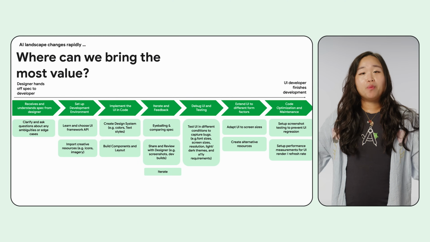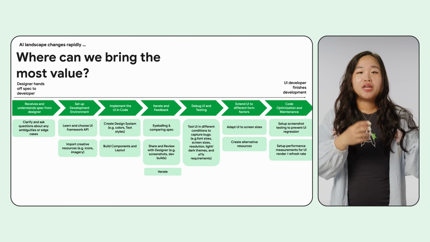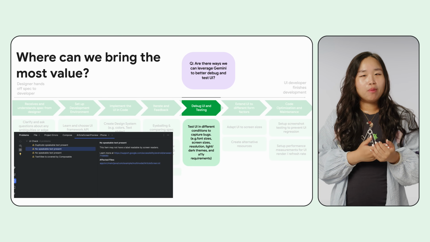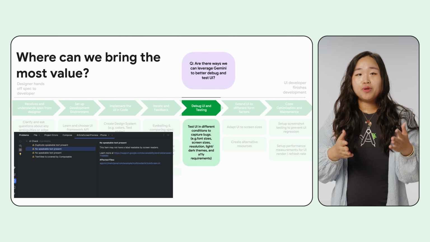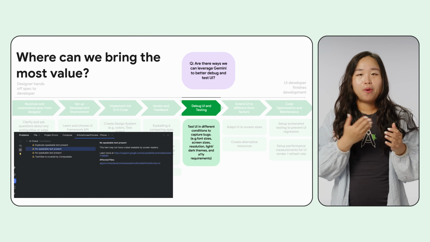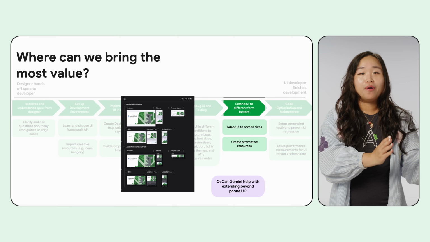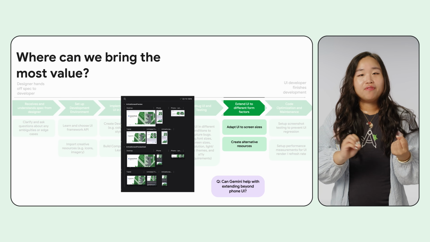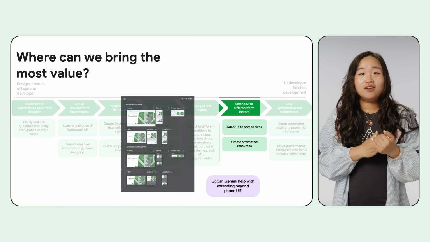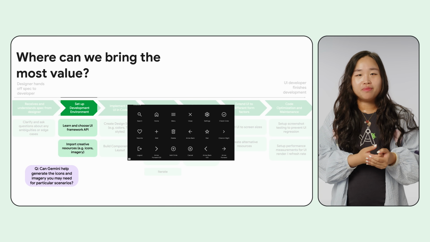Going back to this UI development workflow, you may notice that the current features focus a lot on the beginning stages. And we also want to start expanding beyond that. For example, we're experimenting with whether Gemini can help resolve some common UI bugs. Say if you use the UI check mode and found that some of the UI has accessibility issues, can we leverage your projects to help you resolve the issue? Or if you finish implementing this UI for mobile and are being asked to build the same UI for adaptive or smaller screens like watches, can we help you quickly get started? Or can Gemini help generate the icons and imagery you may need for particular scenarios?